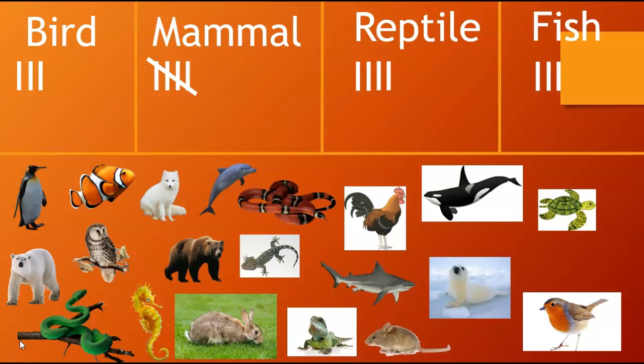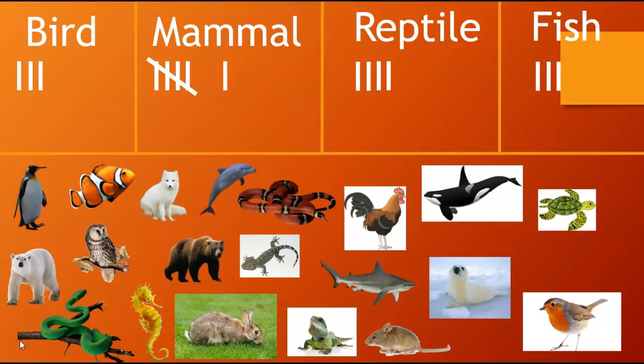And the next one, we're going to look at this little tiny brown field mouse. Female field mice give birth to 4 to 7 babies at a time. So if they give birth to their babies, it means that their babies don't come out of eggs, so we know it's not a bird, a reptile, or a fish. So that means that the little mouse is a mammal. So let's put a mark there.